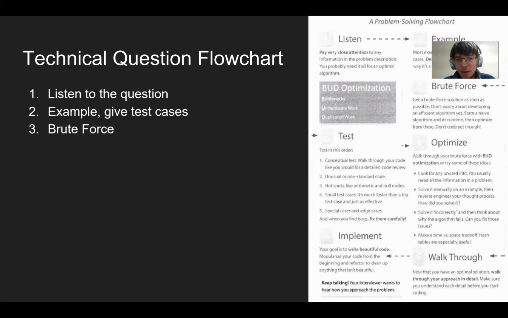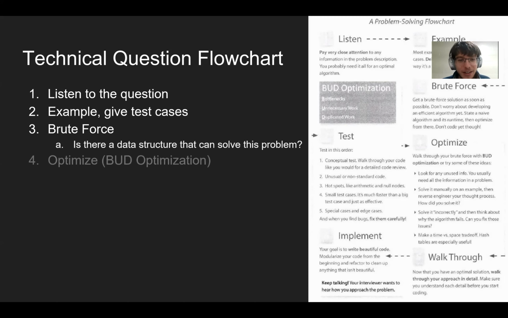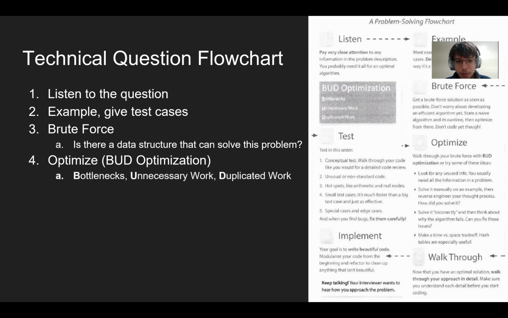If you brute force it, maybe then you'll understand the question better. Right? You can say, oh, okay, I brute forced it, now I know what I'm doing. And then maybe you can think, oh, a data structure or an algorithm that can help me. And then you optimize, right? Brute force, then understand, optimize. Look at bottlenecks, unnecessary work, and duplicated work. Duplicated work, you can try to get rid of. Unnecessary work, get rid of. And bottlenecks, get rid of them.